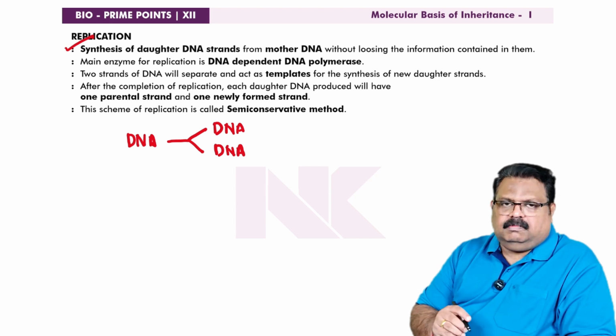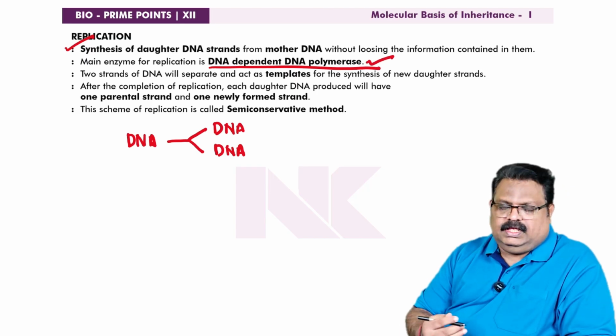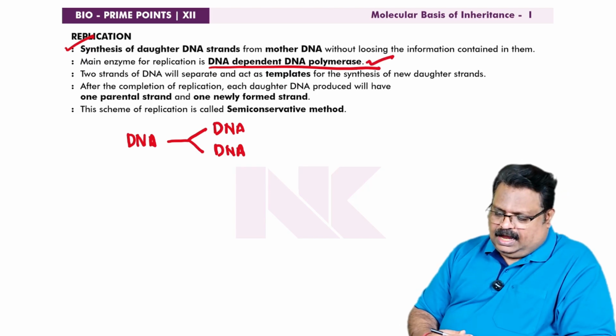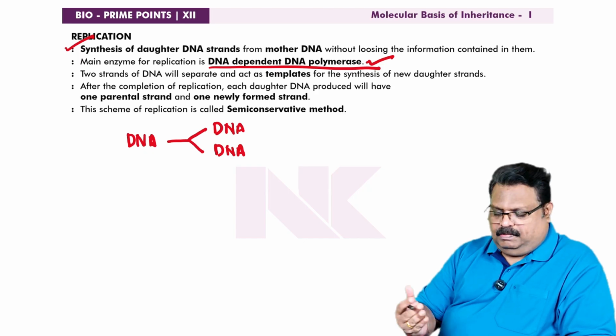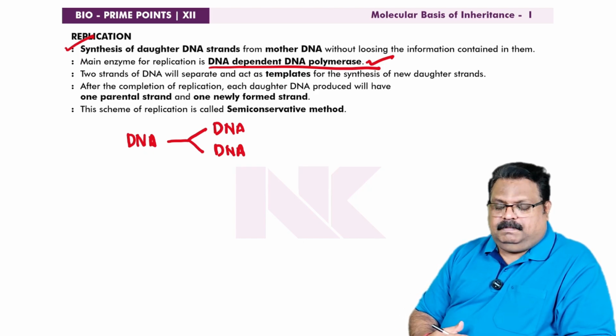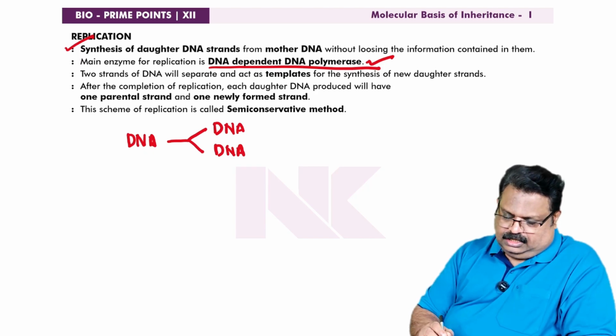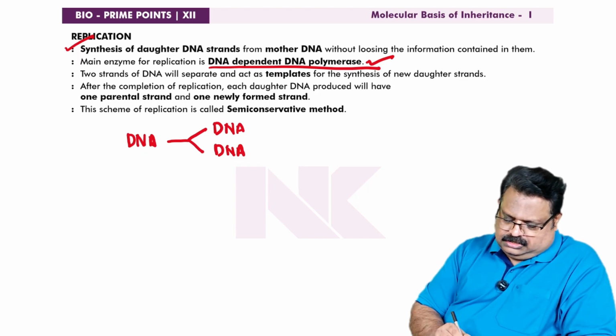And this is mediated by so many enzymes, and the main enzyme is called DNA-dependent DNA polymerase. The synthesis of DNA is by DNA polymerase, and the DNA polymerase is working on the basis of another DNA. So the enzyme is called DNA-dependent DNA polymerase. So what happens during replication? Only the main events. So the DNA molecule is double-stranded, isn't it? It is a double-stranded molecule.